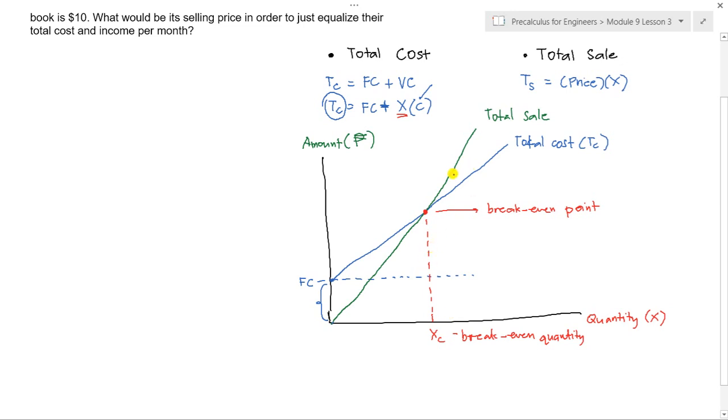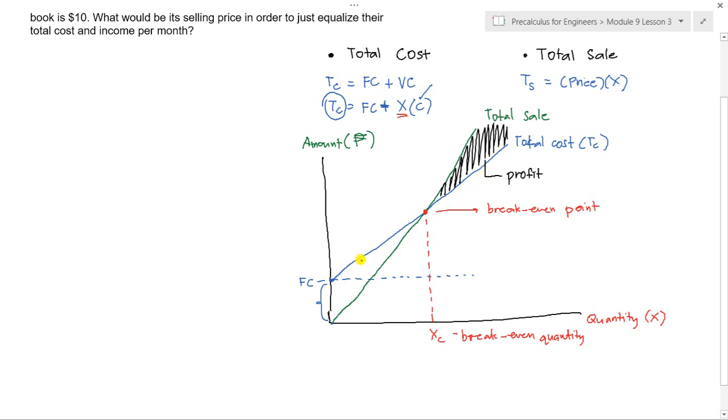So your goal is to be in this area, because this area determines your profit. The total sale minus your total cost, that is your profit.